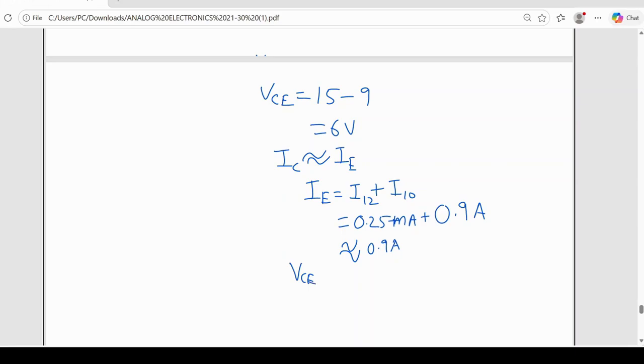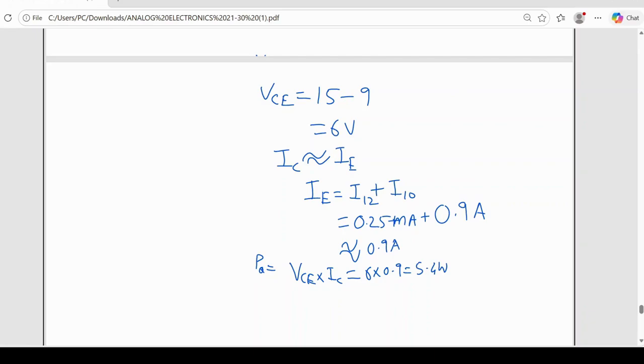So the power dissipation PQ is VCE times IC, or it is 15 minus 9, which is 6, times 0.9, which is 5.4 watts.